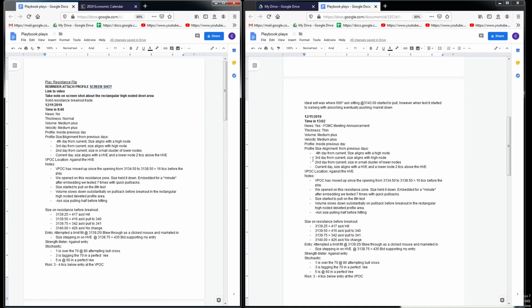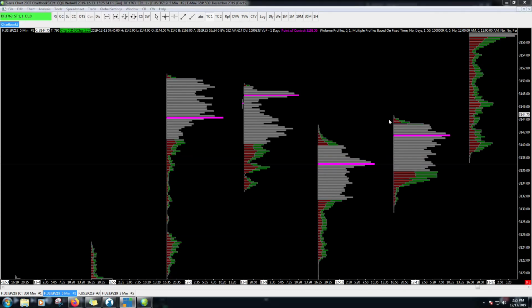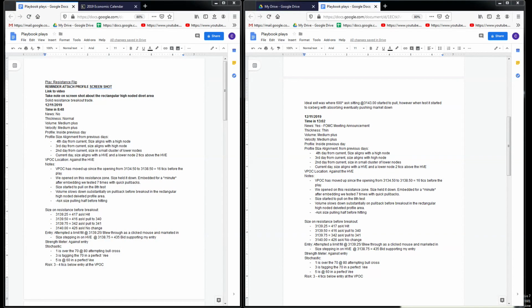Okay, this makes sense to me. Profile inside previous day. Okay, that makes sense. The profile, I know it's poking up here, but it is inside the previous day. And this happened, it coming up here happened a little bit later, and part of that had to do with the overnight, but for the most part it is inside.